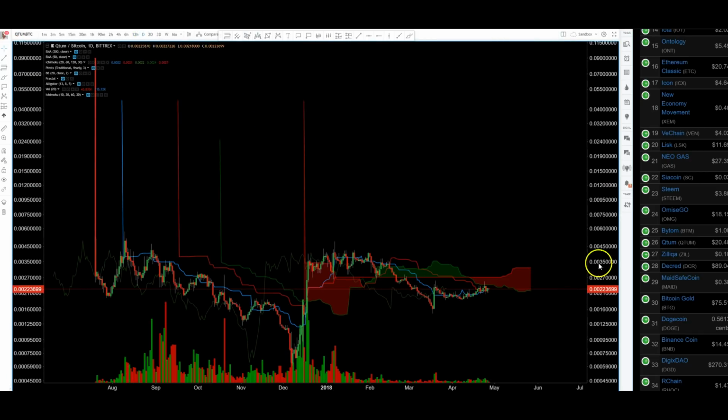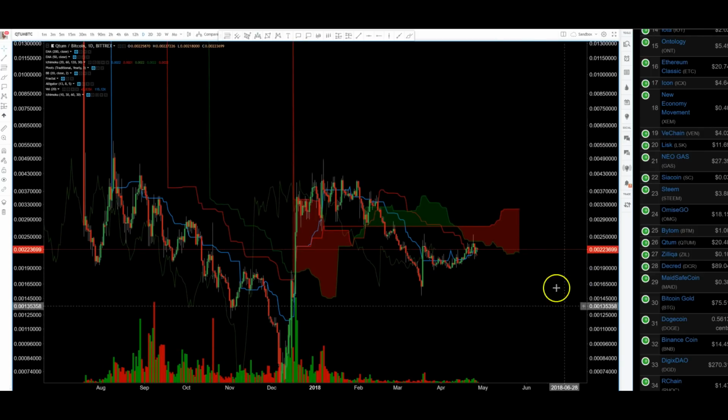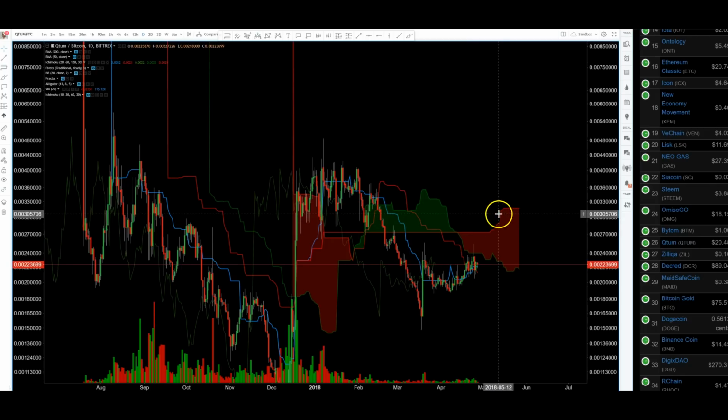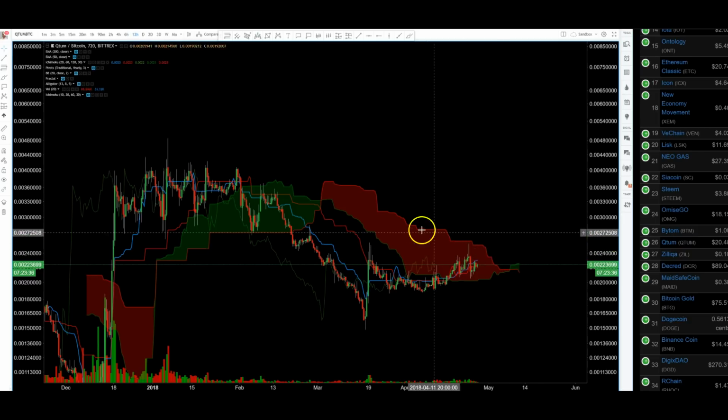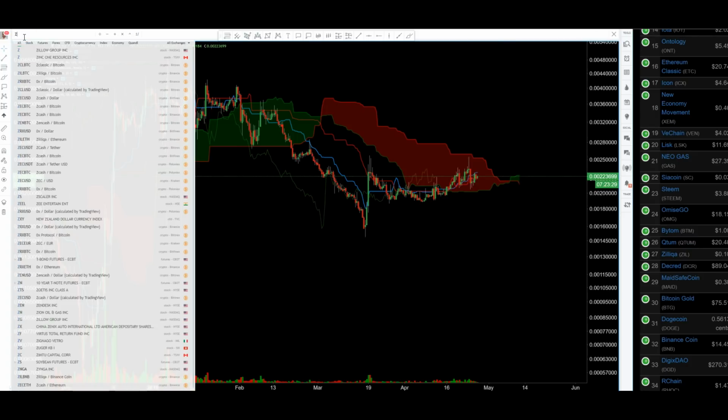QTUM BTC, a little less compelling for moves up, but it's got the bullish TK. Again, you can see how this looks vastly different than all the other edge to edges we're talking about on even the USD pair. And same thing here, 12-hour getting ready for a Kumo breakout. So QTUM looks pretty good.